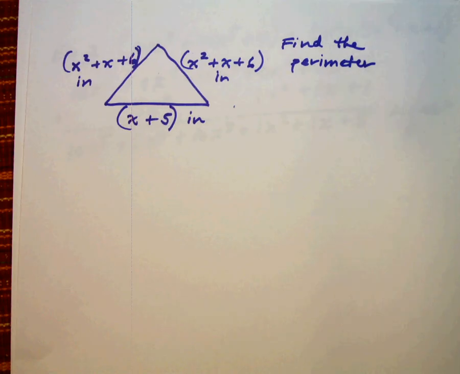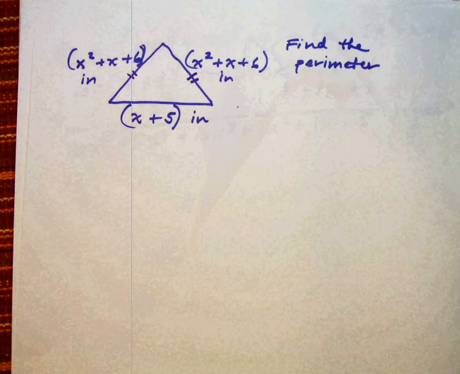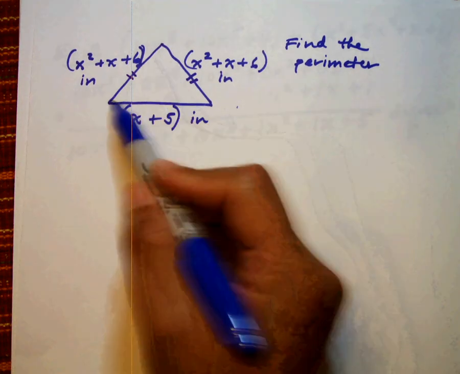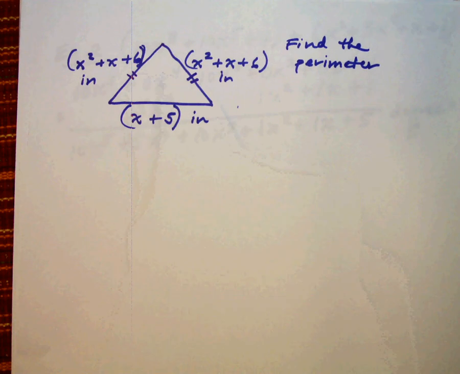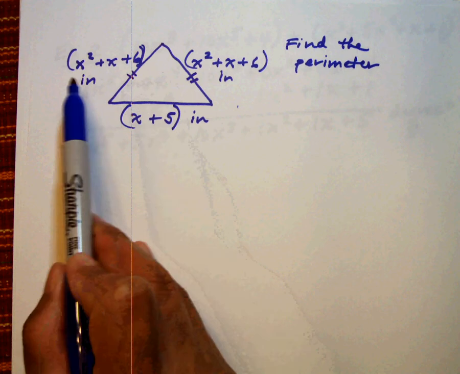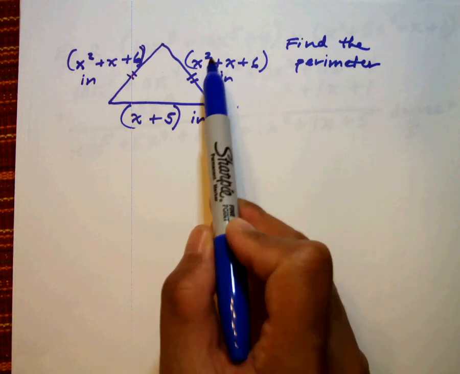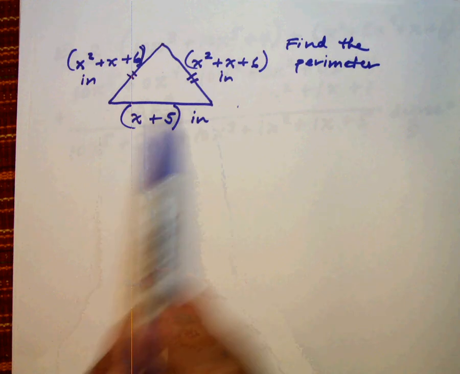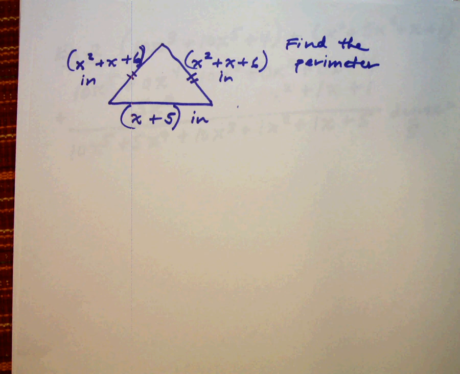Find the perimeter. I'm given an isosceles triangle. And an isosceles triangle, if you don't remember that from middle school, is a triangle which has 2 legs that have the same length. So if you look here, the 2 legs each have a length of x squared plus x plus 6, and the base is x plus 5 in inches. So how would you find the perimeter?